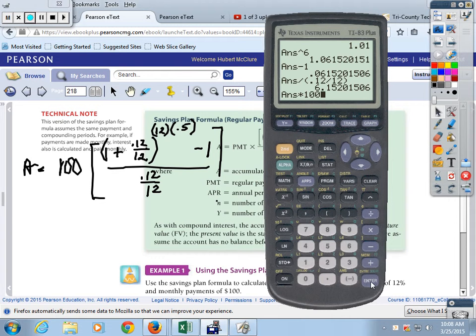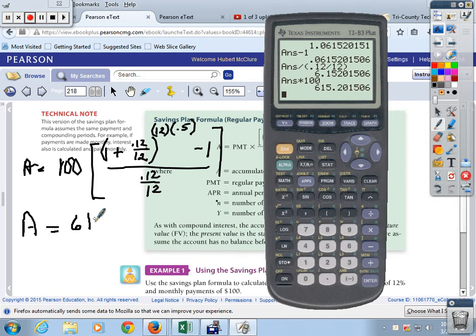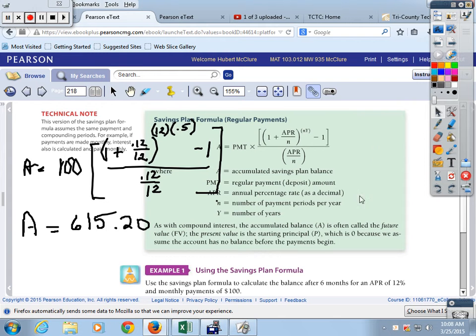You don't really need to do it on the calculator, but go ahead. So at the end of 6 months, I'm going to have $615. And that's how you use that formula. We'll do a couple of these so you can get the hang of just punching in your calculator, because that's what you do.